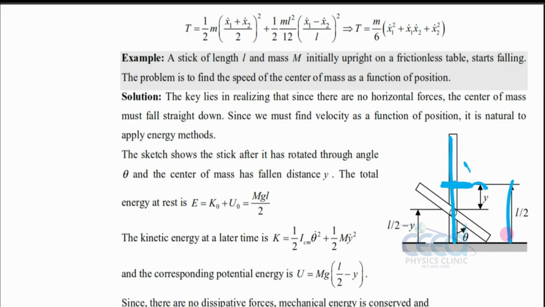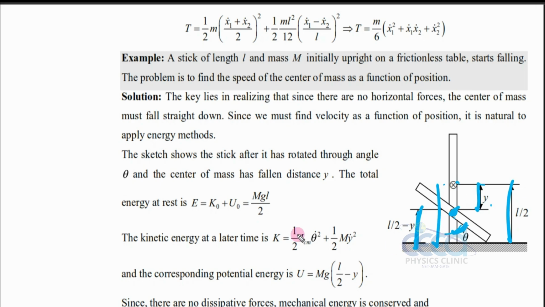Now after some time, by falling, the center of mass reached here. So what is the new position? The center of mass has shifted by a vertical distance y, right? Okay, now this angle I have given as theta. Then what about this distance? The total distance is L by 2, here y I have taken, so this is L by 2 minus y, all right?